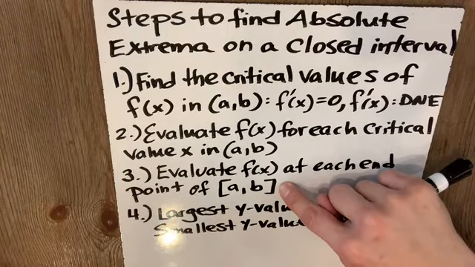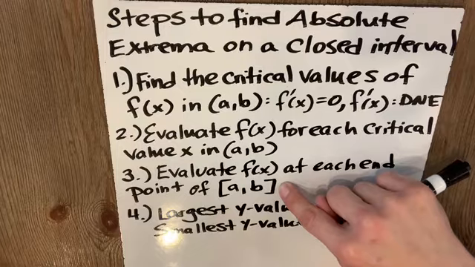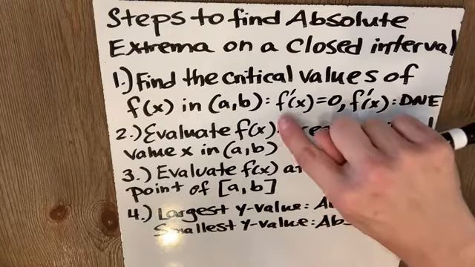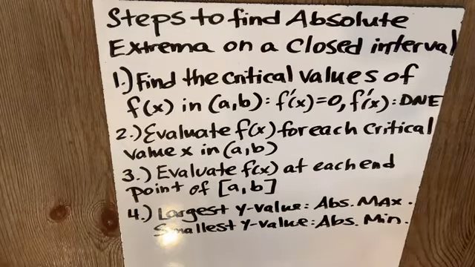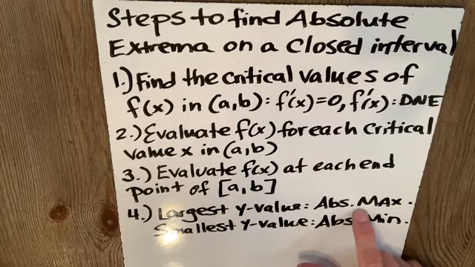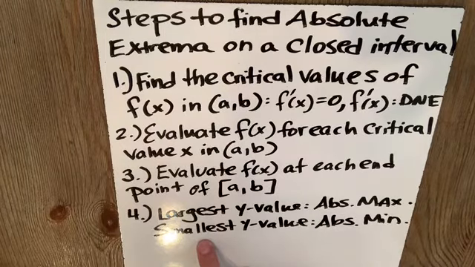Now, once you've got all those points, these are x, y points. Again, if you want the y value, go back to the original equation in both step 2 and 3. Once you've got all those points, the largest y value, identify it, that's your absolute max. The smallest or the lowest y value, identify it, that's your absolute minimum. That's all you have to do.